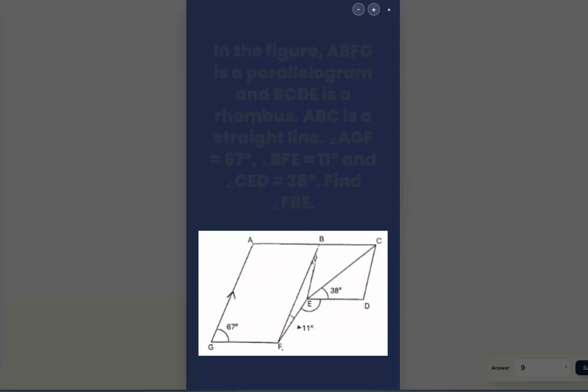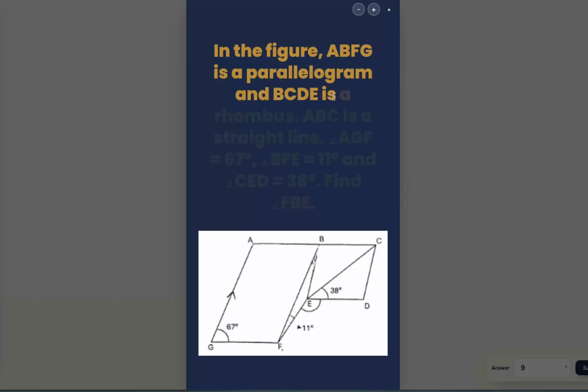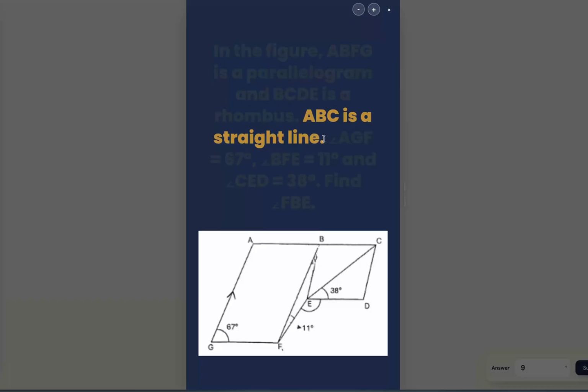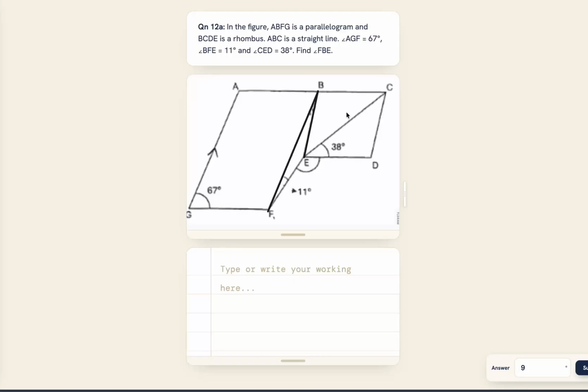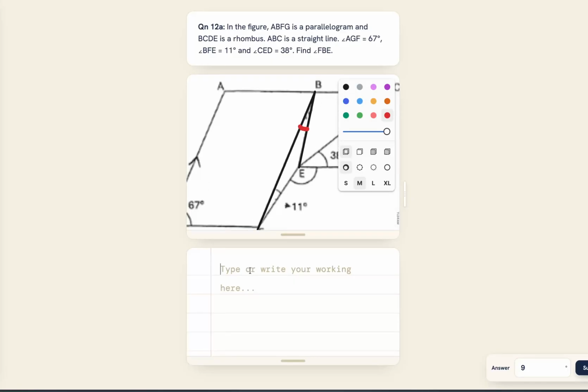Question 12, part A. In the figure, ABFG is a parallelogram and BCDE is a rhombus. ABC is a straight line. Angle AGF is 67 degrees, BFE is 11 degrees, and CED is 38 degrees. Find the angle FBE. Right, so if you were to just highlight this red part over here, this is the angle we are looking for. Can you guess what is the equation that we need to find angle FBE?